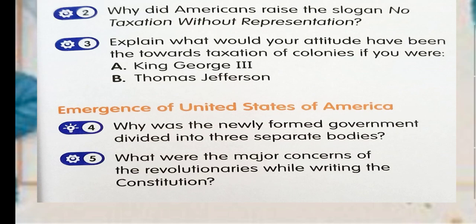Fifth one. What were the major concerns of the revolutionaries while writing the constitution? The revolutionaries were concerned that the constitution should be designed in a manner that reflected the revolutionary values. They wanted people to have greater freedom and liberty under the new government. Got it?